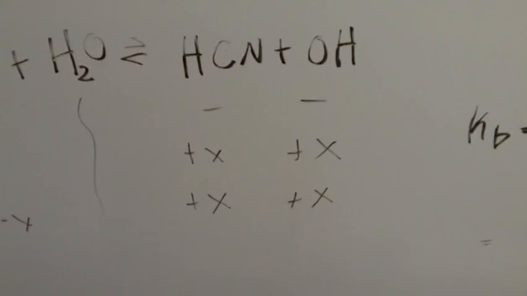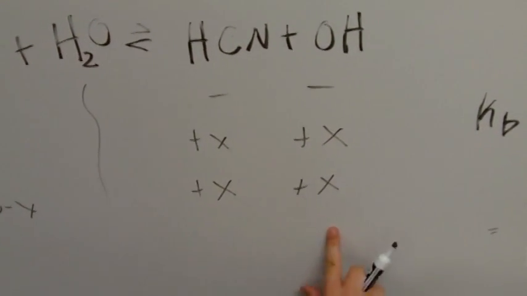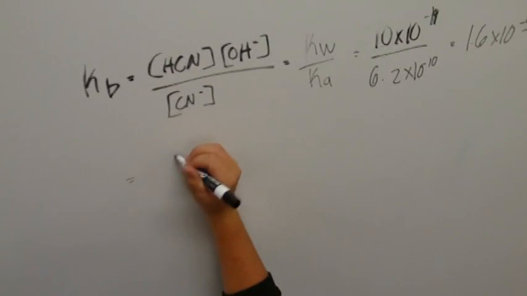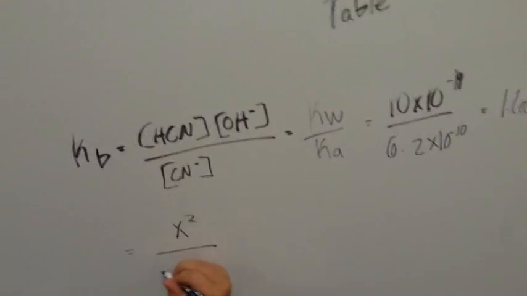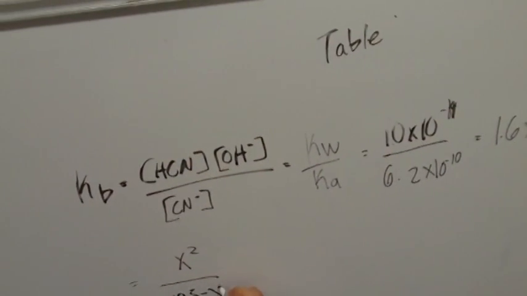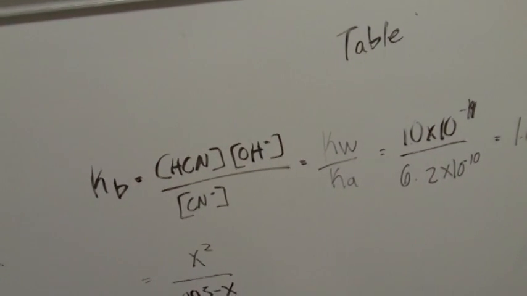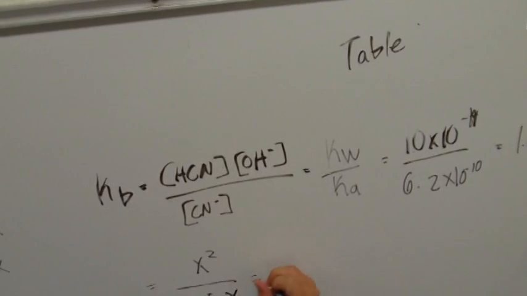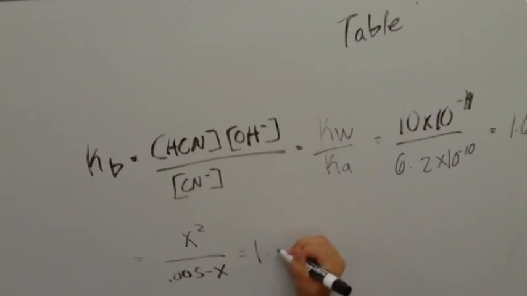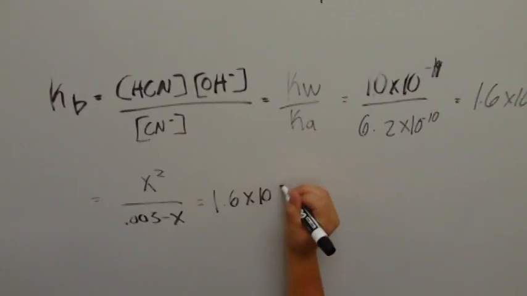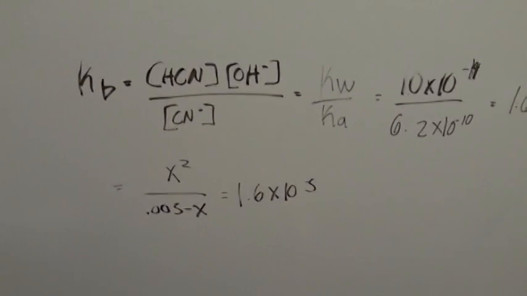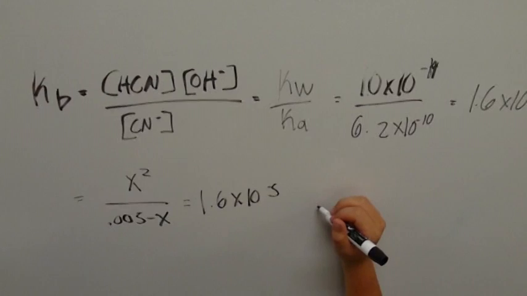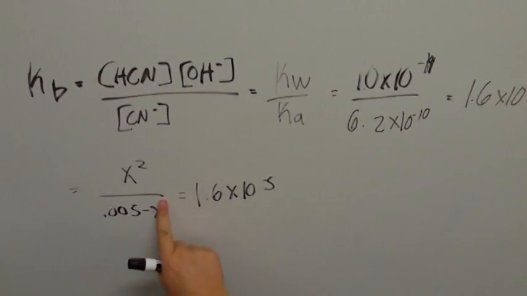So anyways, now we're just going to substitute these values in right here for our Kb. So we're going to end up with x squared over 0.005 minus x. All right, and then, as we found earlier, it was 1.6 times 10 to the negative 5. A little math tells us that maybe we'll calculate that we can simplify.